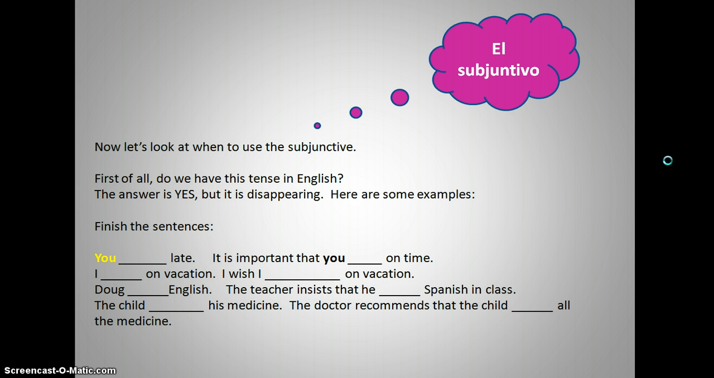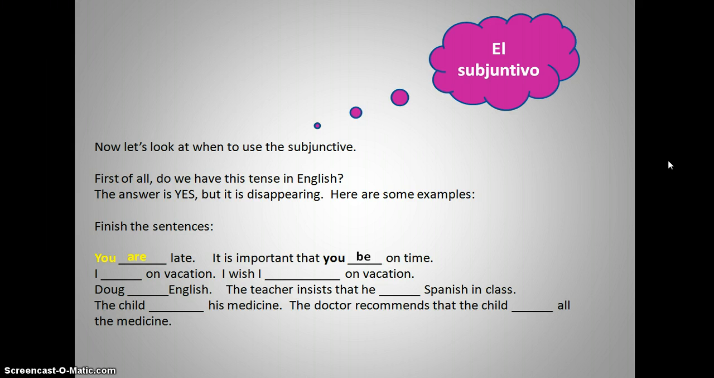The subjunctive is a little bit different. Well, I shouldn't say a little bit. I guess it's a lot different. First of all, do we even have this mood in English? The answer is yes, but it is disappearing. You may not even notice it in the following sentences. Let me give you some examples. First of all, how would we finish this sentence? You are late. Now think about the next sentence. It is important that you be on time. That is the proper conjugation of that verb, to be.